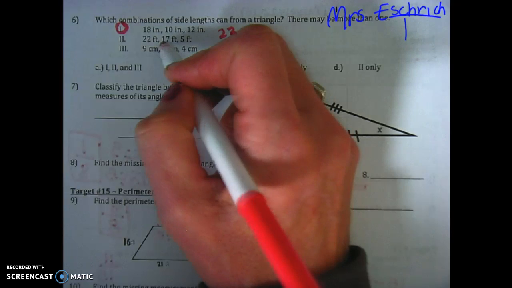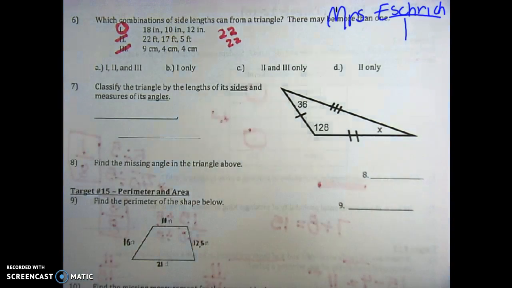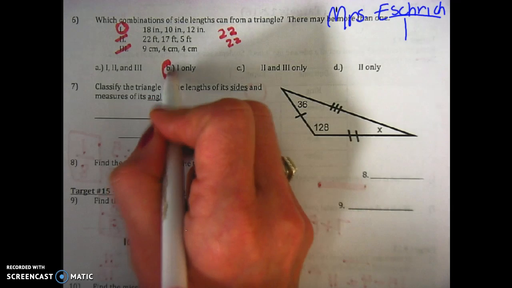Okay, for here it's 17 plus 5 is 22. Since 22 is the same as 22, it is not. 4 plus 4 is 8, and 8 is smaller than 9, so that doesn't work. So which one is the correct answer? B only.